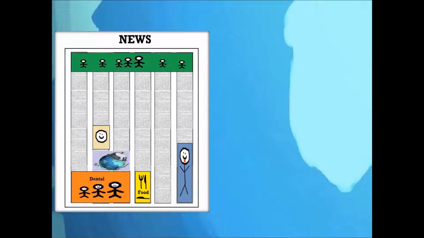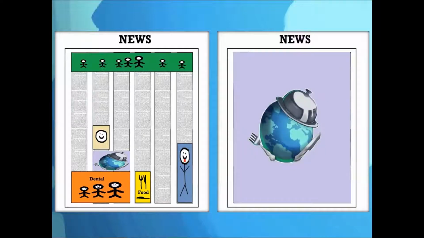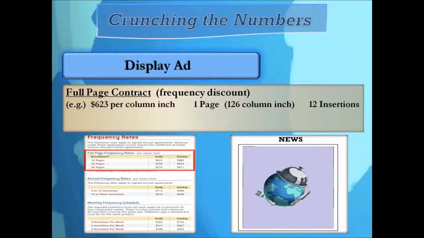Newspapers are usually clogged with ads. Tiny ads are more often than not overlooked. That's why some businesses prefer to run full-page ads to gain all the spotlight. Under the full-page frequency rate, we can choose to run 12, 24, or 36 pages. Let's run a 12-page ad.